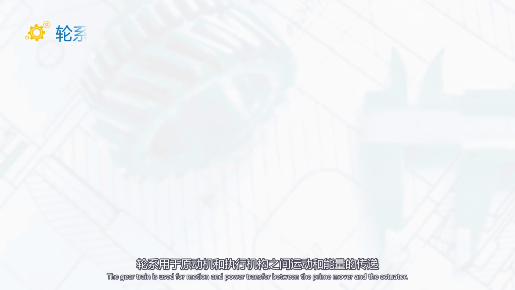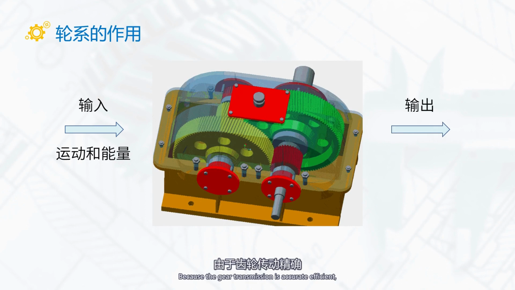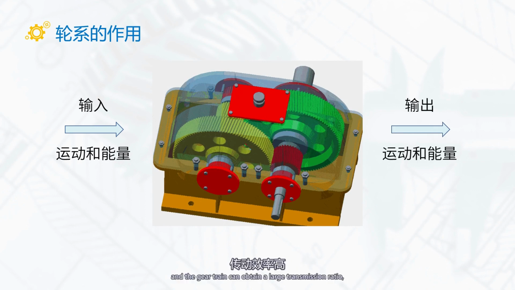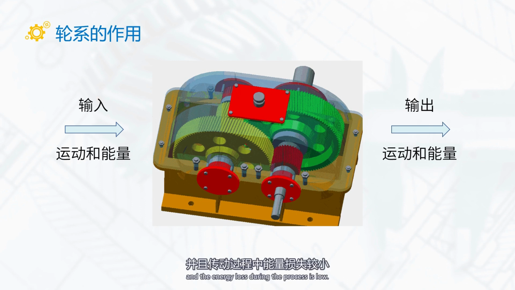The gear train is used for motion and power transfer between the prime mover and the actuator. Because the gear transmission is accurate and efficient, and the gear train can obtain a large transmission ratio, through the appropriate gear combination, a long-distance accurate transmission can be achieved, and the energy loss during the process is low.